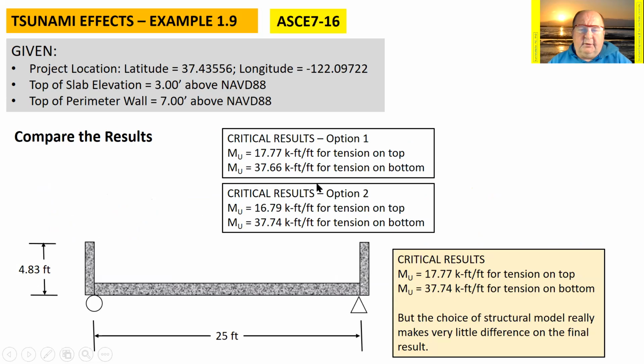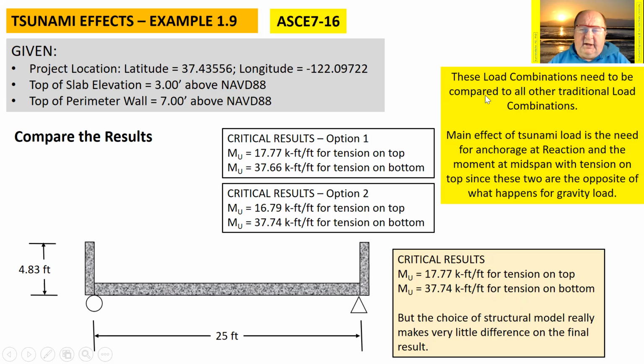So now I'm going to compare the two results of my two different options. I had a positive and a negative moment, tension on the top or the bottom. The worst of those two is going to be this 17.7 for tension on the top of the slab, or 37.7 kip feet for tension on the bottom. The reality is the choice of which structural model I used really didn't affect very much the numeric outcome.